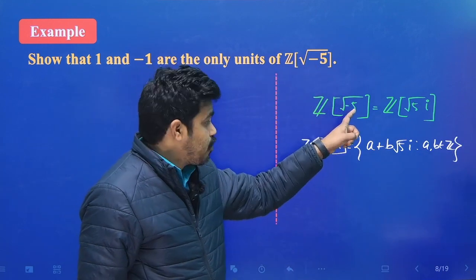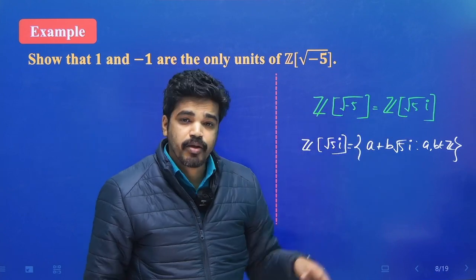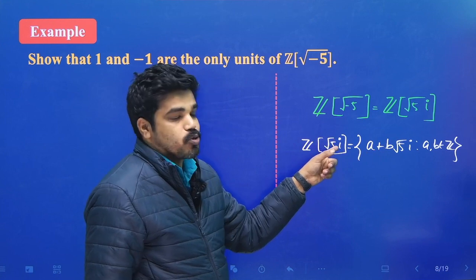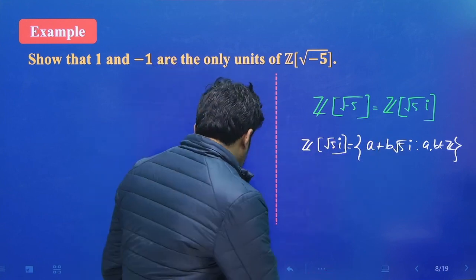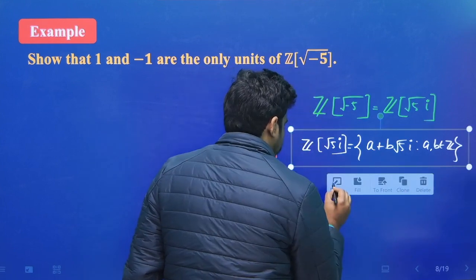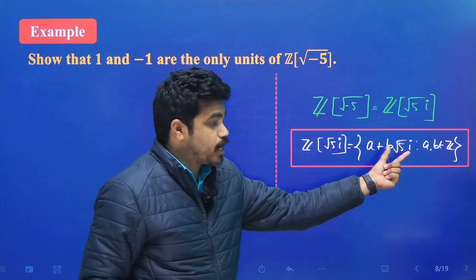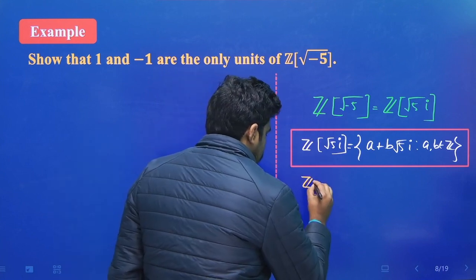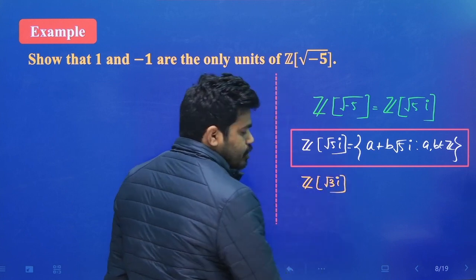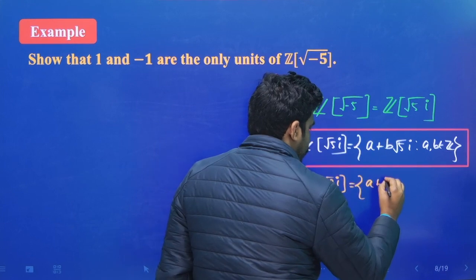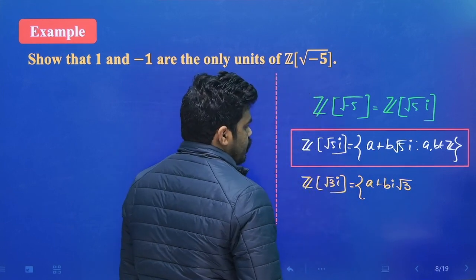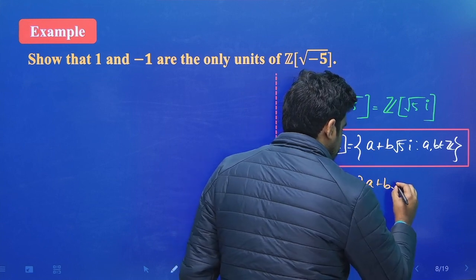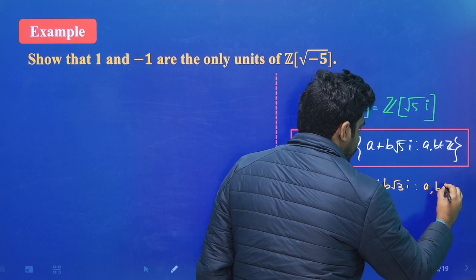Saying Z root over minus 5 and saying Z root over 5i is the same thing. So what form will the elements of Z root over 5 take? a plus bi root 5, okay. The elements of Z root over i root 5 will be of the form a plus bi root 5, where a and b are integers. Similarly, what form will the elements of Z root 3i take? Same, that means a plus bi root 3, or a plus b root 3i, where a and b are integers.